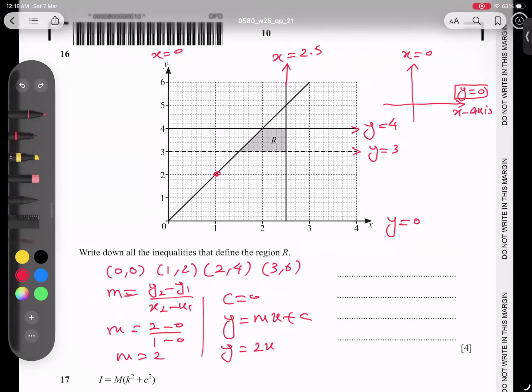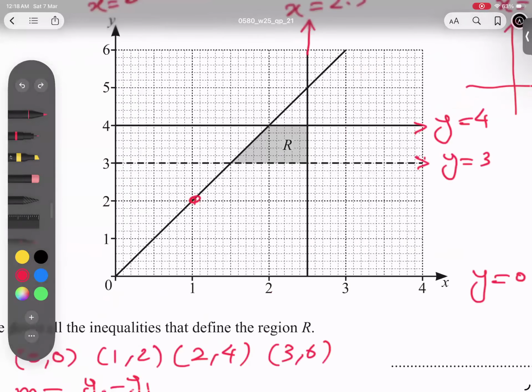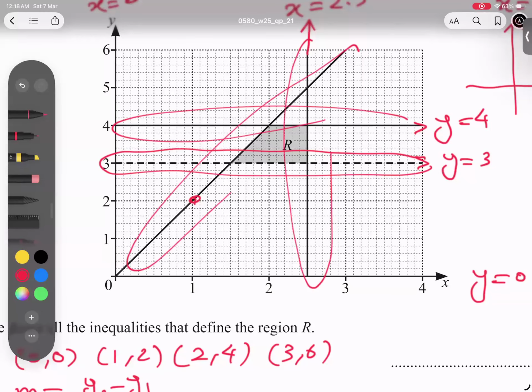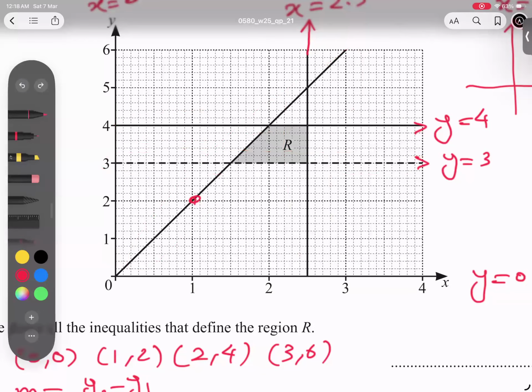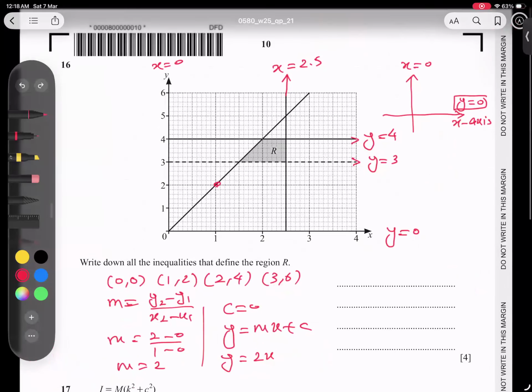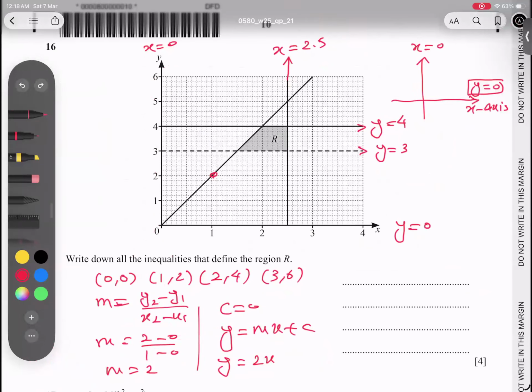So now how to write the inequality? That is very interesting. You can see this is a dotted line, and this is a solid line, this is a solid line, and this is a solid line. So three solid lines and one dotted line. But first of all, we write the inequality. Let's talk about this line. Is the shaded area below the line or above the line? This is the most important point. The shaded area is below this line. Below is called less than.